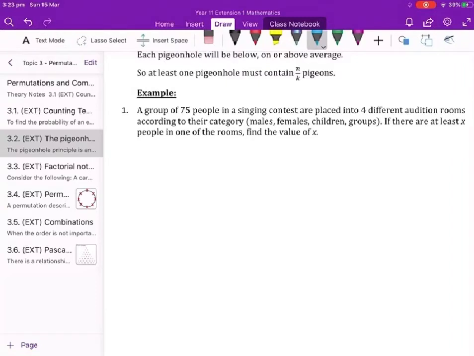So, what we need to do first is state how many people there are, and our people are our pigeons. So, there are 75 people, and then we need to state how many rooms there are, and these rooms are our pigeonholes, so 4 rooms. So what we know is that our n equals pigeons, so we write n equals 75, and our k equals our pigeonholes, so our k equals 4.